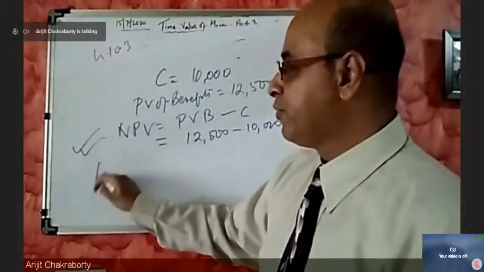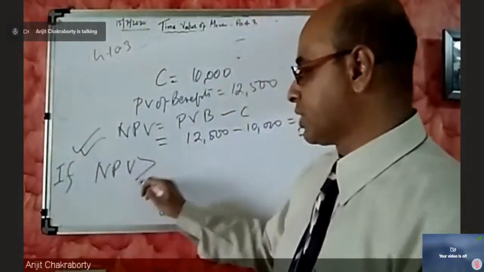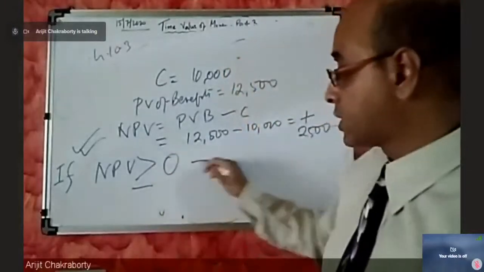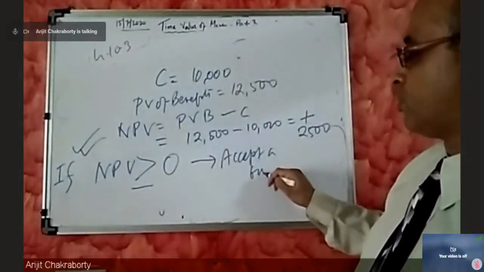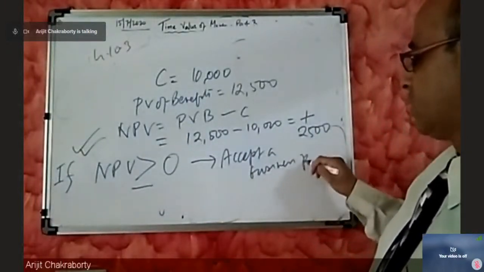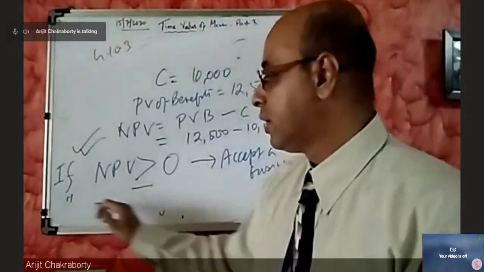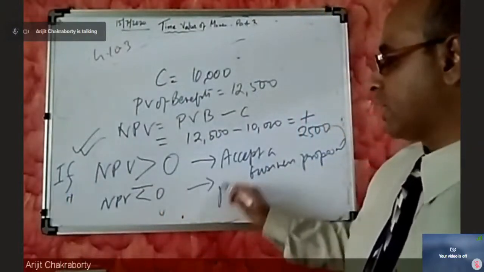So NPV, if NPV is positive, that is if it is greater than or equal to 0, then you can accept a business proposal. If NPV is less than 0, then reject.